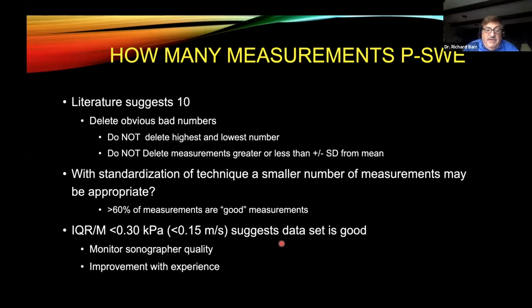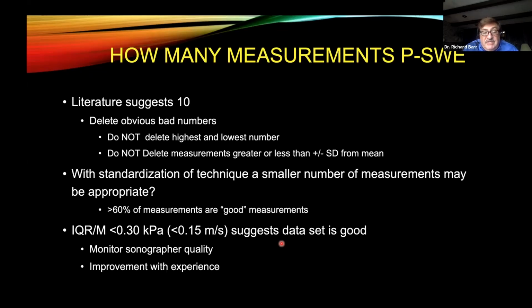A couple features that we really think you should follow. So one, greater than 60% of the measurements are good measurements. And by that, I mean that we get a measurement. So again, if you were taking a measurement very deep and you didn't have enough energy, you would not get a measurement in point shear wave. You would get 0, 0, 0. Whereas in 2D, the color map would not show any color. So that's telling you that there were no shear waves that were able to be measured.